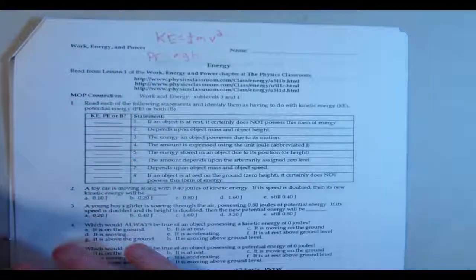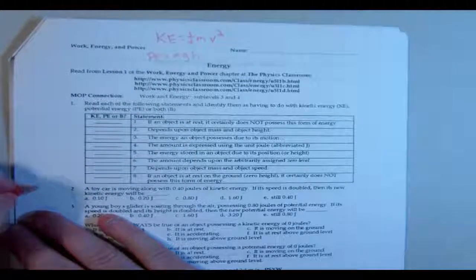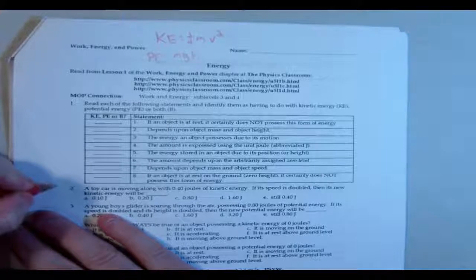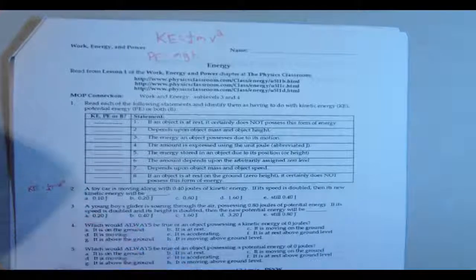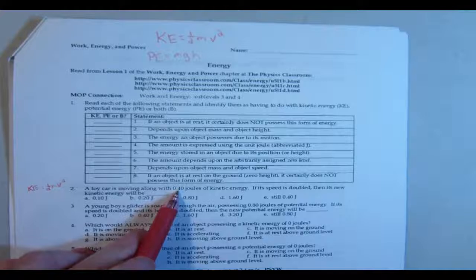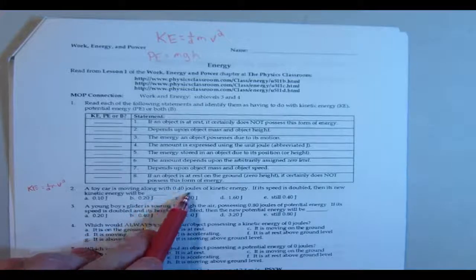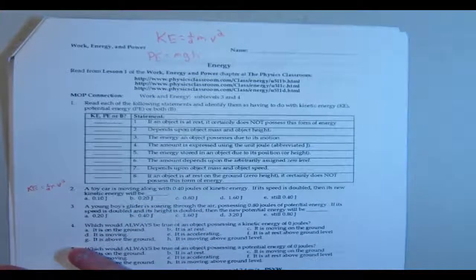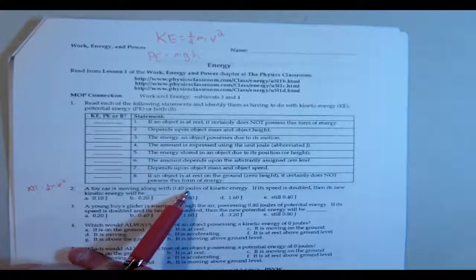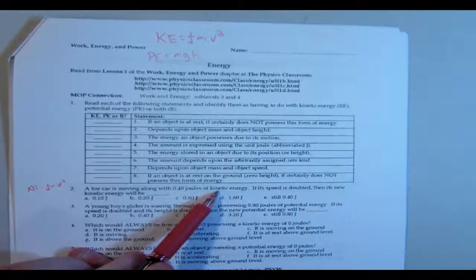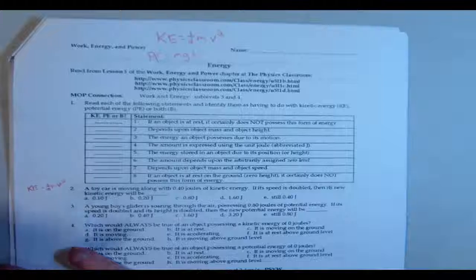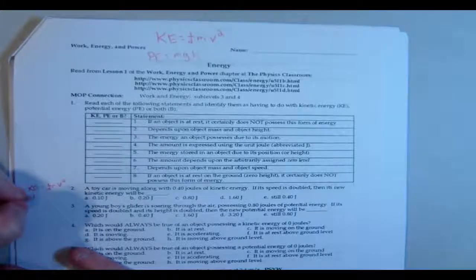So I'm going to rewrite this. Kinetic energy equals 1/2 mass velocity squared. And now I know it's moving with 0.4 joules of energy. So where does that go? Well, it says joules, and then it straight up tells you kinetic energy, so it goes here. So it's moving with 0.4 equals 1/2 mass velocity squared.